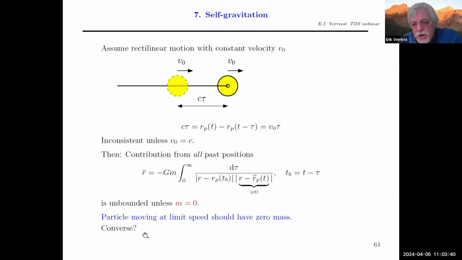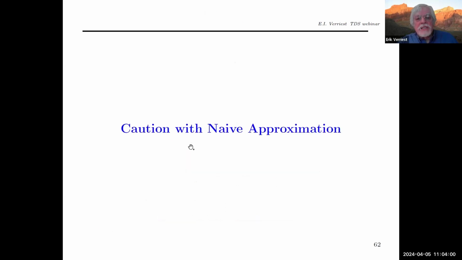And I wonder if there is a converse: if a particle with zero mass always has to move at the speed of light. I cannot answer this because this is actually outside the bounds of my theory. Remember, my assumption was that V naught was small, and here I find that V naught has to be equal to c. So that's not correct.